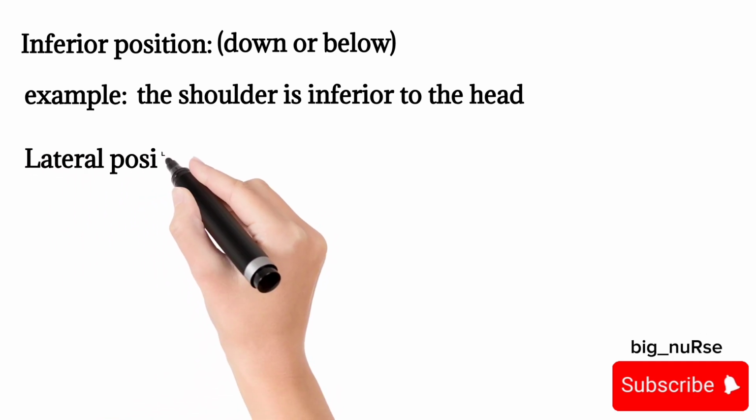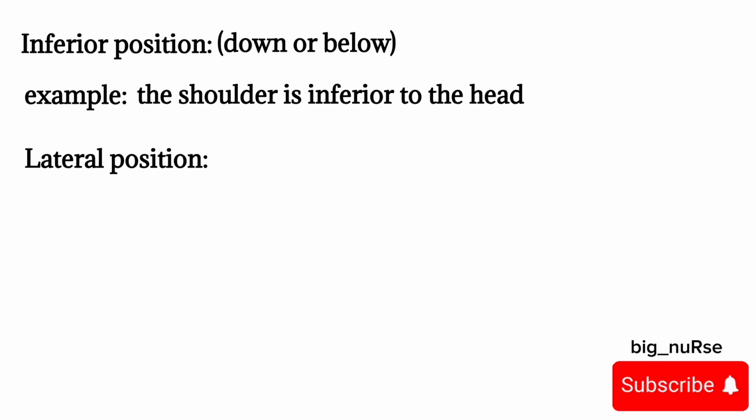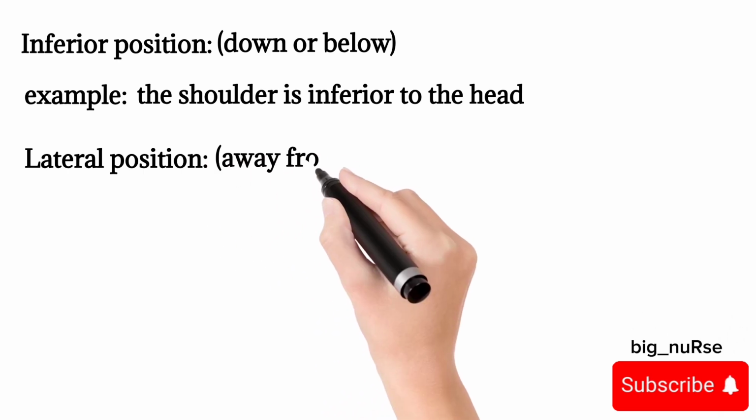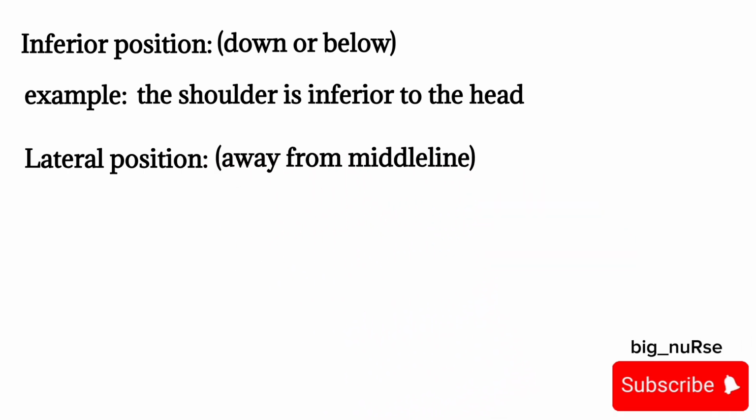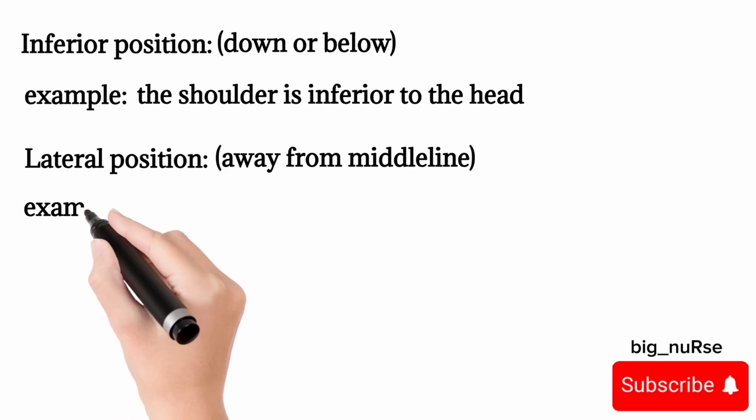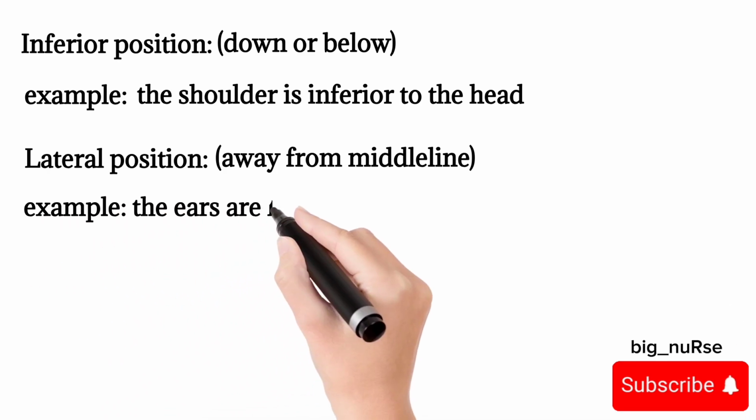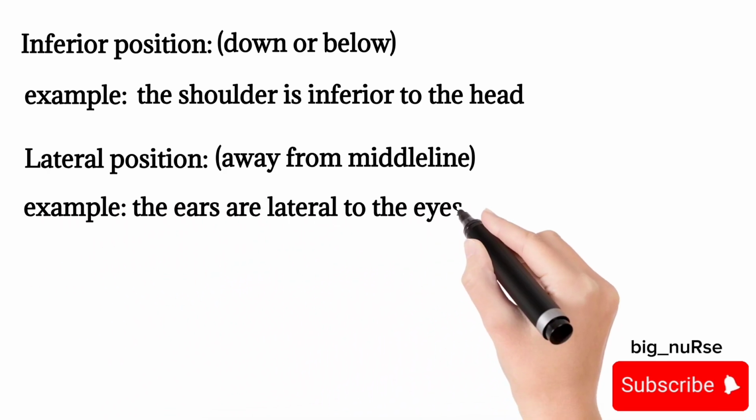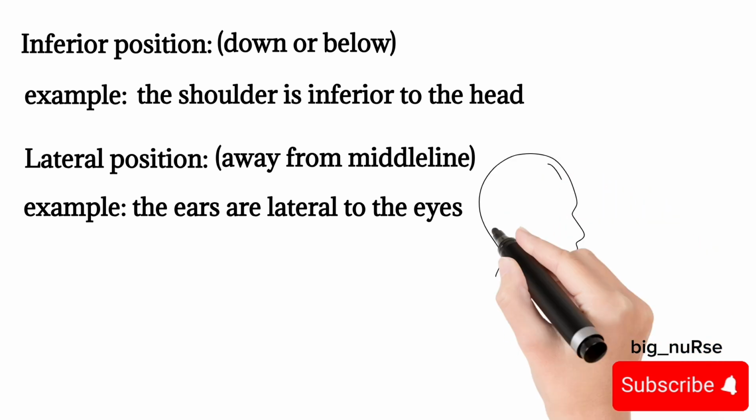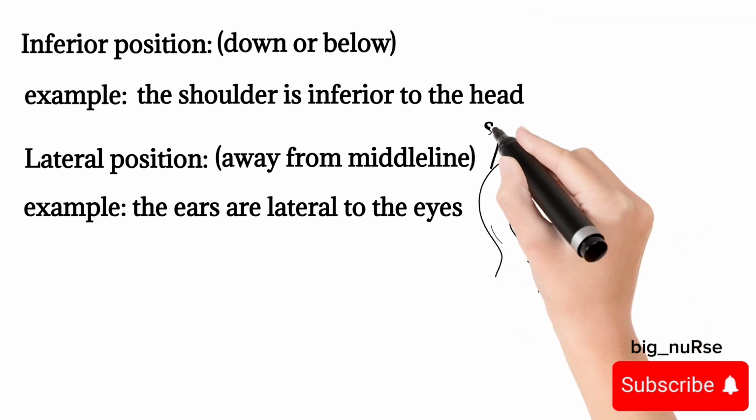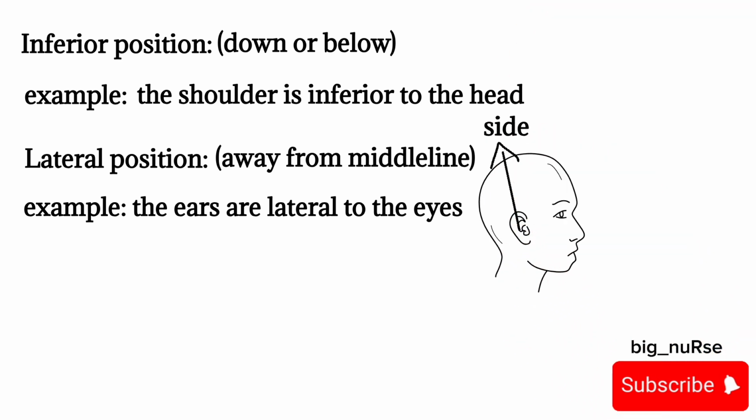The next one is lateral position, which means side or away from the middle line. An example of this position is the ears are lateral to the eyes, which we obviously know, that the ear is at the side of the eyes.